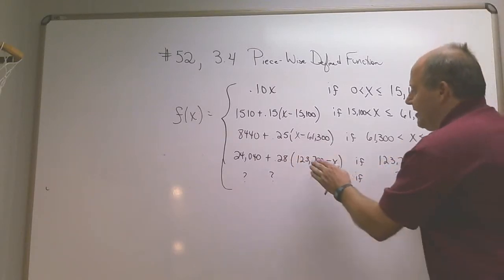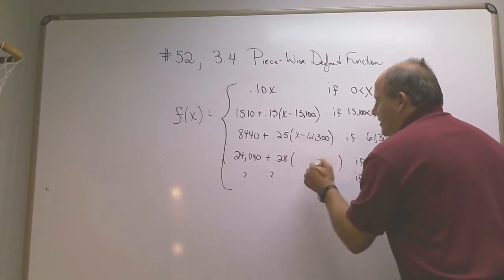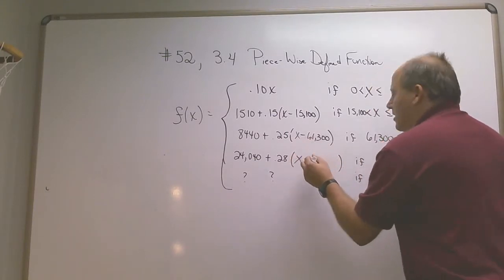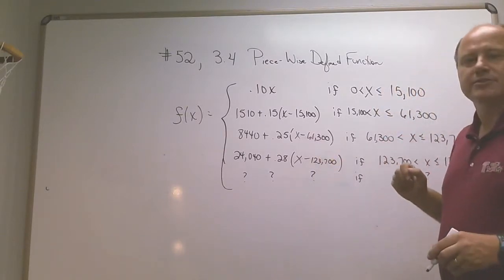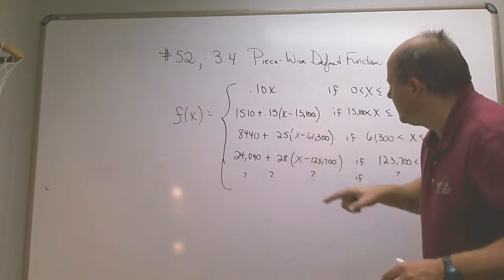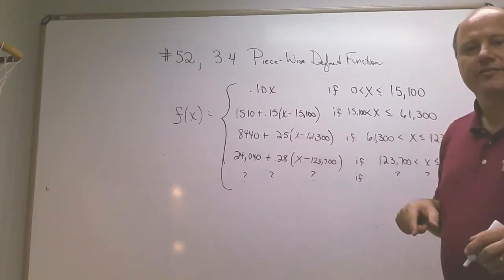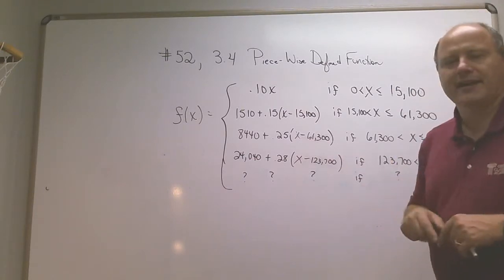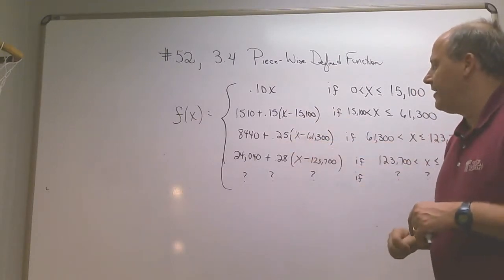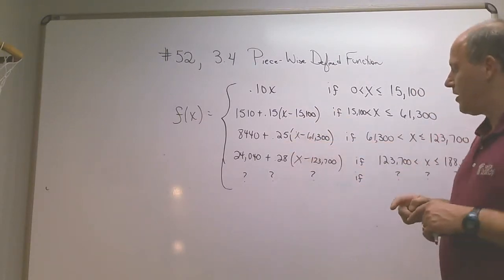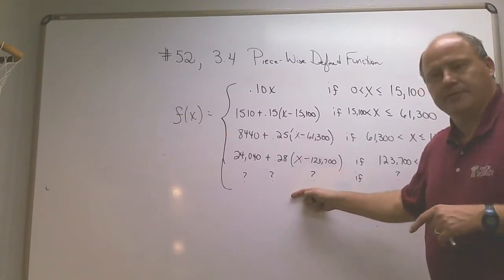I think I did it again here. This actually needs to be X minus $123,700, so the X comes first. I was doing this right before I started the video, going through it real fast, but that's the idea. Then there's one more line, and I'm going to leave that all up to you.